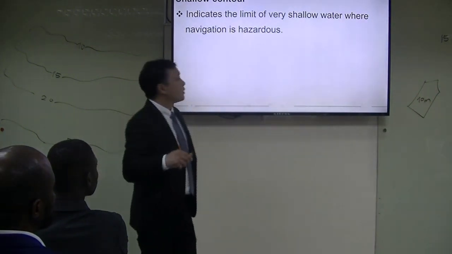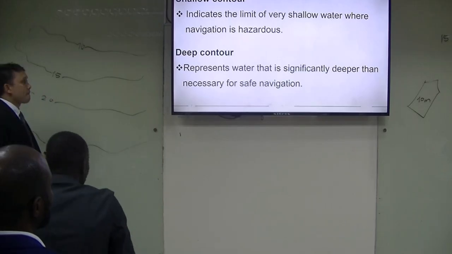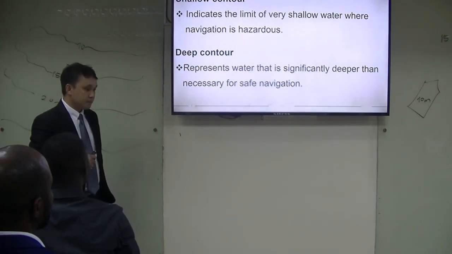Okay, so depth contour. Could you read, please? Represents water that is significantly deeper than necessary for safe navigation.